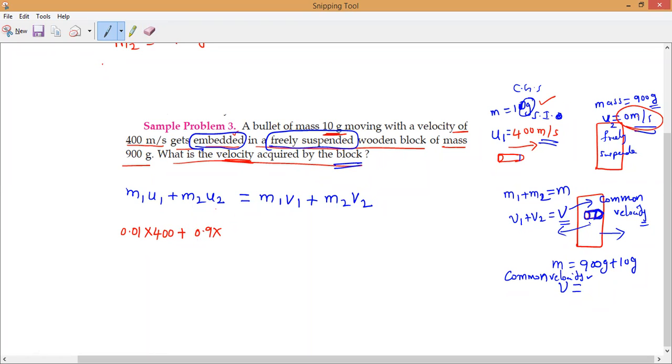U2. It is in a state of rest, freely suspended, so in a state of rest before embedding. So what is the initial velocity? 0.